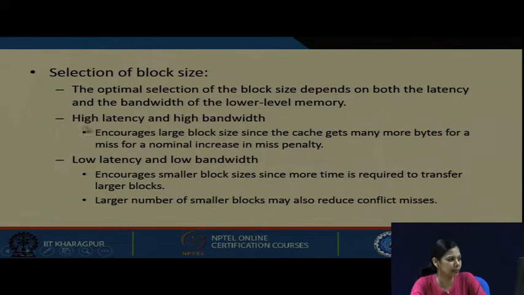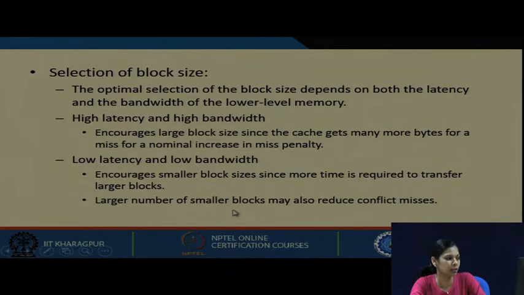If we have high latency and high bandwidth, this encourages large block size, since the cache gets many more bytes for a miss for a nominal increase in miss penalty. So with a nominal increase in miss penalty, we get more bytes from a miss. If we have low latency and low bandwidth, this encourages smaller block size, since more time is required to transfer large blocks. Of course, more time will be required to transfer larger blocks.